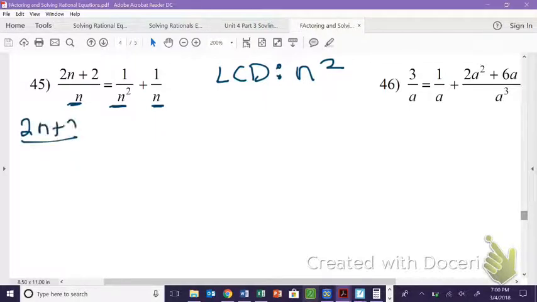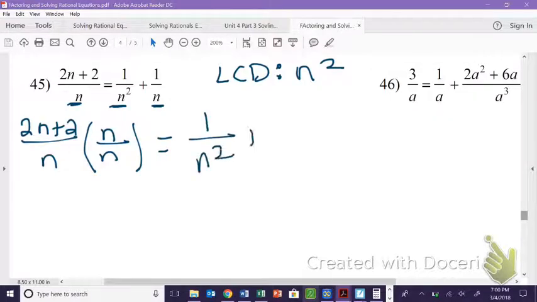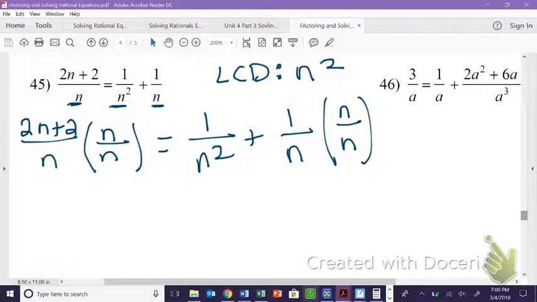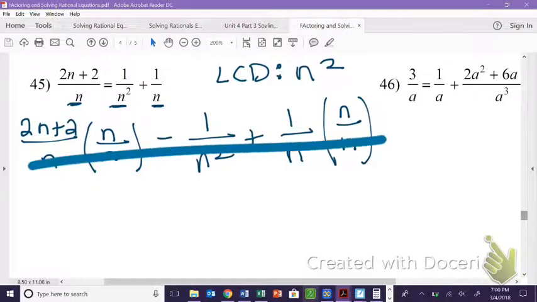So we get 2n plus 2 over n. How do I get it to match? I'm going to multiply this by n over n. Do I have to change this at all? No. So this becomes 1 over n, so all I got to do is multiply that by n over n. We have the same denominator, so these can cross out, giving me the resulting equation.